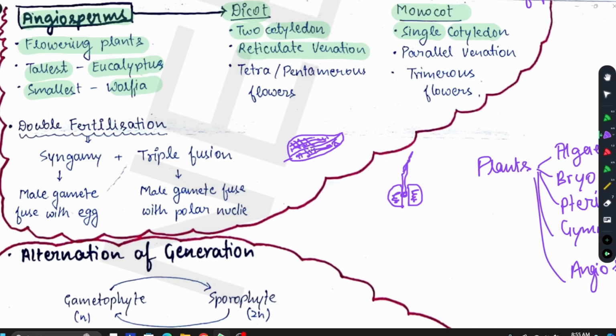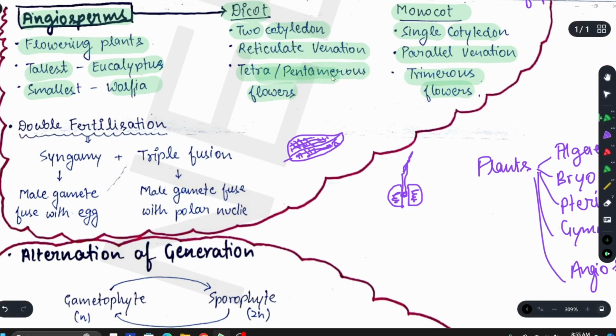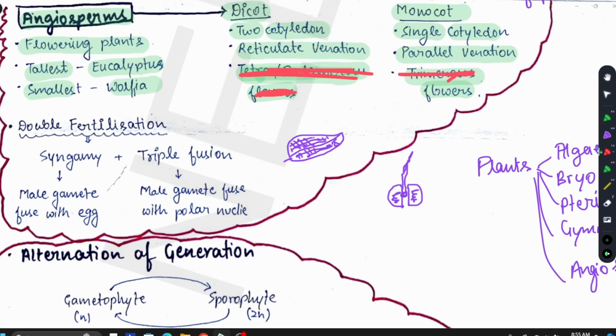Venation tells about the veins and veinlets that are present in the leaf of a plant. So dicots have reticulate venation. You don't have to learn this here because in the next chapter, morphology of the flowering plant, we are going to study this in detail. And in monocots, there is parallel venation. Now in dicots, tetramerous or pentamerous flowers are found. This is also something you don't have to study here. In monocots, trimerous flowers are found. Ignore it, do not study this. You will study this in morphology of flowering plants.